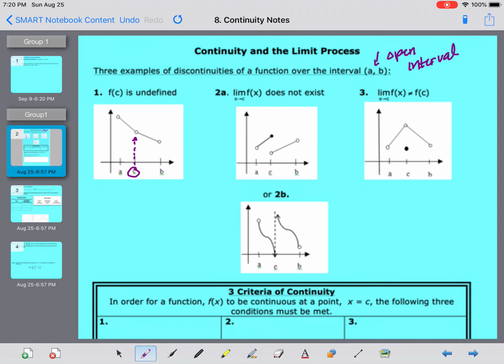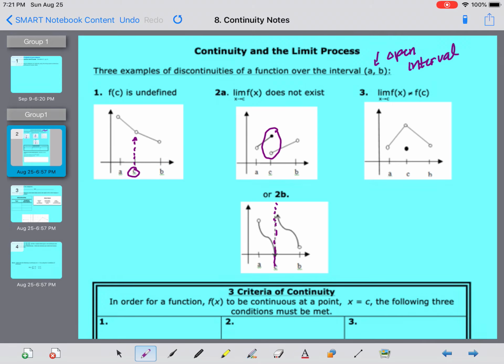The second type of discontinuity happens when our limit fails to exist, and we've talked about this graphically. For instance, at that C value, we can see there's a jump discontinuity there. We know our limit fails to exist there. On the one below it, we have a vertical asymptote at that C value. Again, the limit does not exist. It goes to positive infinity, or negative infinity, or both.